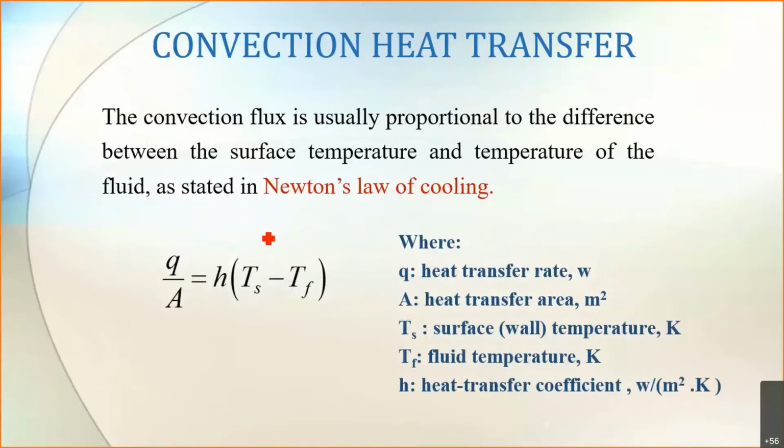For conduction, the equation related to conduction was Fourier's law. For convection, the equation related to convection heat transfer is known as Newton's law of cooling. This is the equation that we will use for convection: Q over A is equal to h times (Ts minus Tf). Again, the Q here is our heat transfer rate and the unit here is watt, and A is our area.